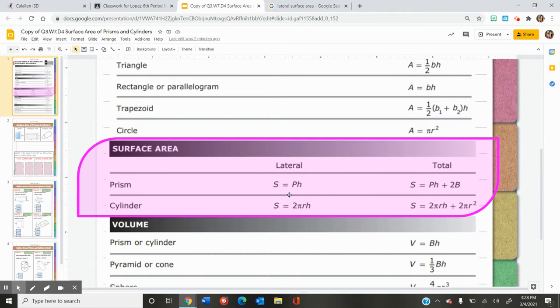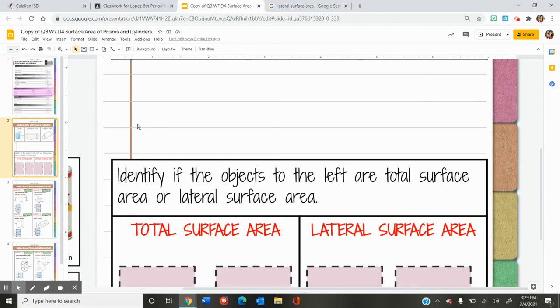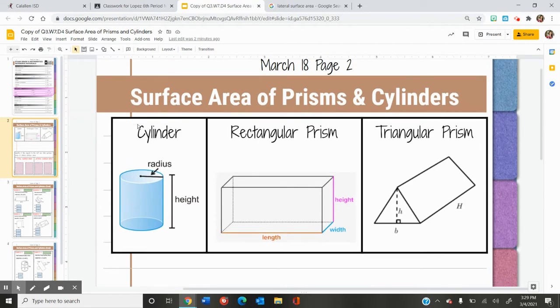Now, if they ask you to find the lateral surface area, they're asking you to find all the area of the sides of your shape. If they ask you for your total surface area, that's going to be the sides plus the top and the bottom. So let's go ahead and look at page 2. On page 2, I have a cylinder, a rectangular prism, and a triangular prism.